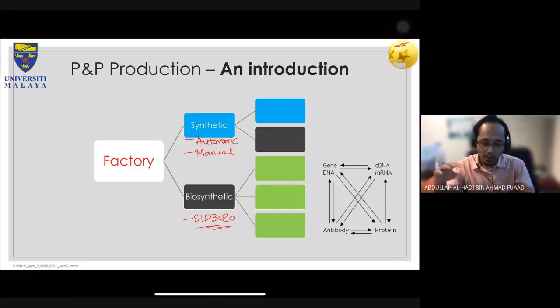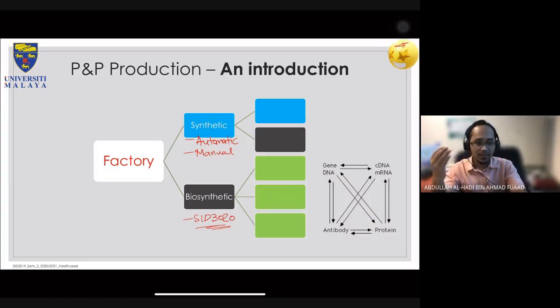So, moving back to the lecture notes. The companies in the industry can have two different options: one is synthetic, one is biosynthetic. If you are interested in the synthetic approach, there are additionally two different branches. One is solution phase synthesis. The other one is solid phase synthesis.